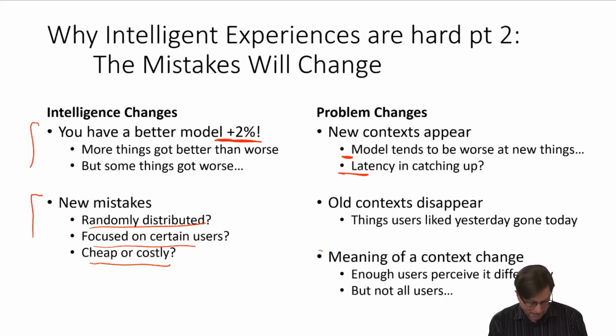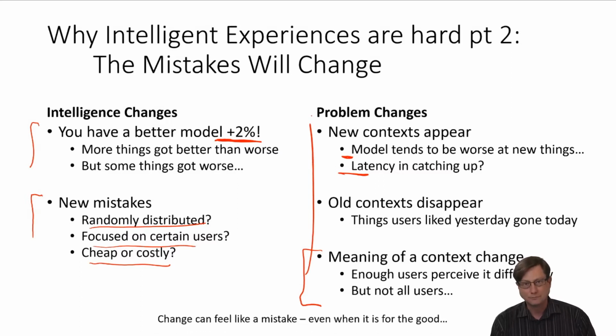And the meaning of a context can change. For example, you might say that news stories that were totally fine 3 months ago are not fine, or jokes that were totally fine 30 years ago are no longer fine. The world's constantly changing, and keeping up is definitely a challenge. And the point of all of this is that there's gonna be a lot of mistakes, and there's gonna be a lot of change, and change can feel like a mistake, even when the change is for the good.